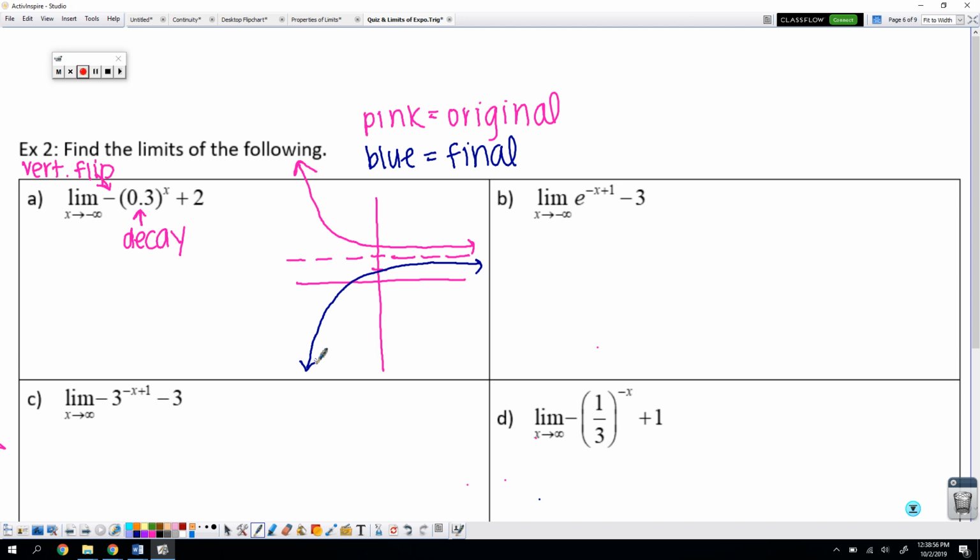And it says, as we approach negative infinity, so I'm going to trace negative infinity to the left, and it's going down. So negative infinity is going to be our answer. All right, now for the next one, we're going to do the same exact thing. So start with pink because it's the original. And it says our horizontal asymptote is at negative 3. Okay, then we have what looks like a horizontal flip.